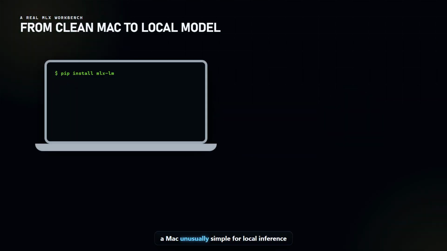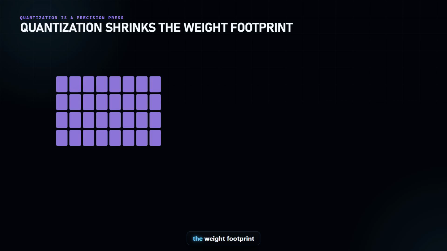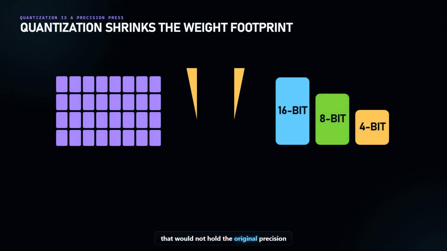That makes a Mac unusually simple for local inference. Install MLX, use MLX LM, download a compatible model, and the framework can take advantage of Apple Silicon's shared memory. Quantization reduces the weight footprint, making larger models practical on a machine that would not hold the original precision.